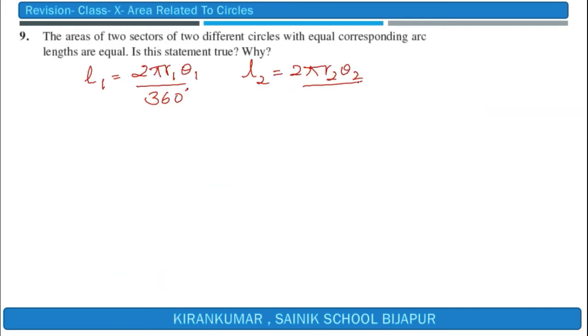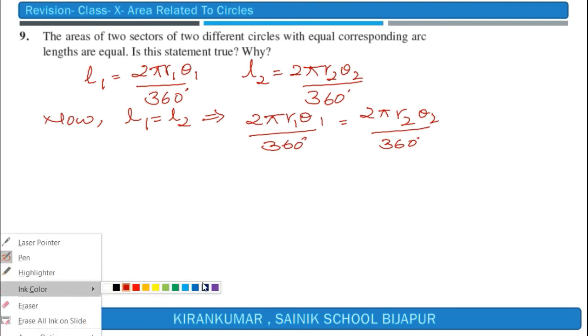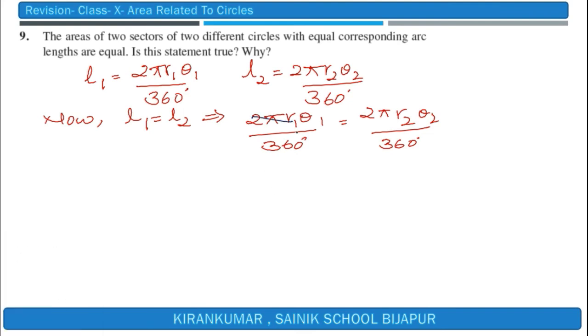Into theta 2 divided by 360 degree. Now the lengths are equal, so L1 equal to L2. This implies 2 pi r1 theta 1 divided by 360 degree equal to 2 pi r2 theta 2 divided by 360. Here this 2 pi and 360 degree they get cancelled. We are left with r1 theta 1 equal to r2 theta 2.